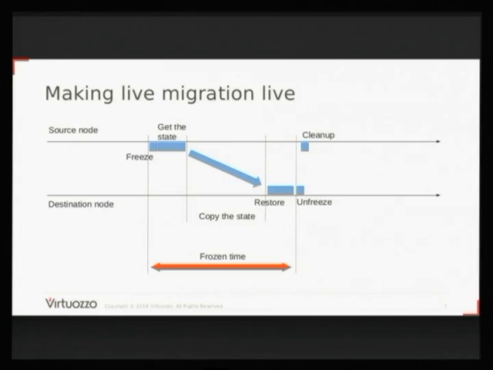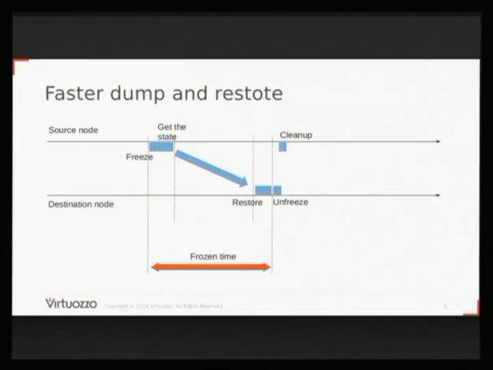And to reduce the freeze time, there are several options. First of all, we can try to make getting the state and restoring from state faster. But the truth is, getting the state and restoring the state are two operations that are extremely hard to optimize, because they consist of fixed steps which should be performed. A container has several processes, each of them has to be analyzed, and for each of them the state should be read. And there is not much room for optimization there.